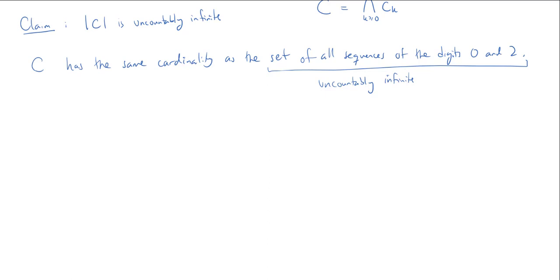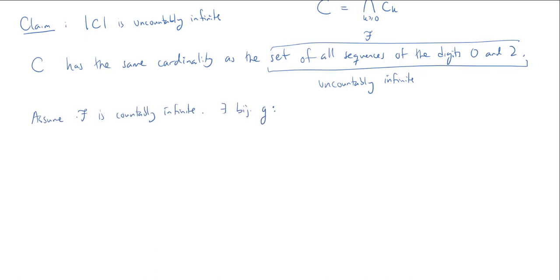Okay, so let me give a name to this set. I'll just call it, how about F? Why not? So assume F is countably infinite. Well, this means that there exists some bijection from the positive integers to F. So there exists a bijection, how about we'll call it little g, from the positive integers to curly F. Okay, fine.